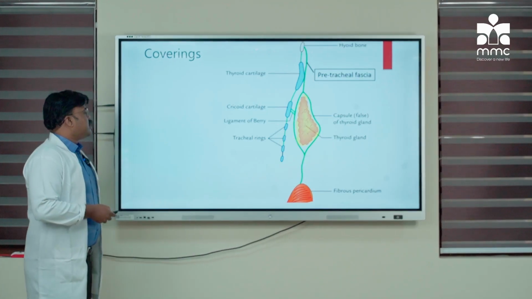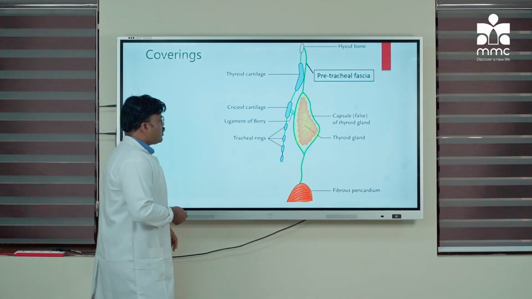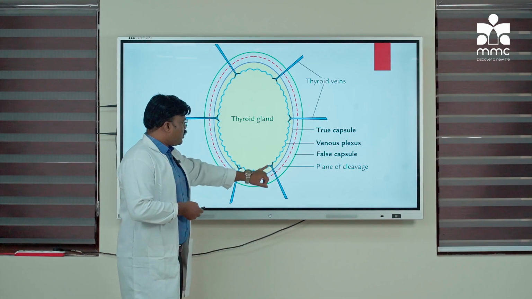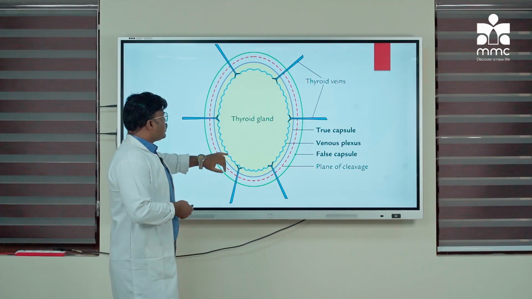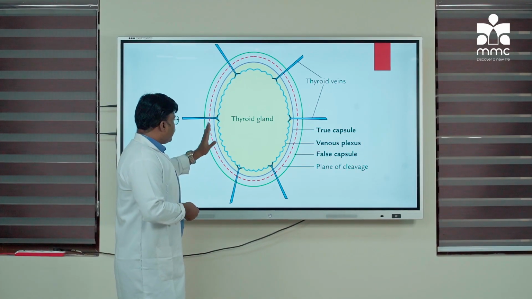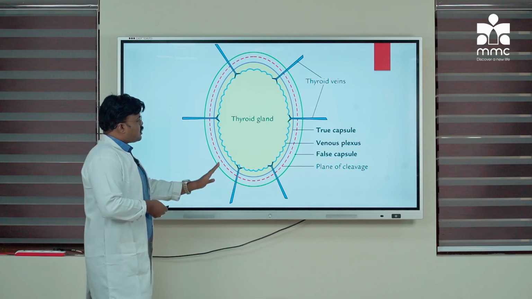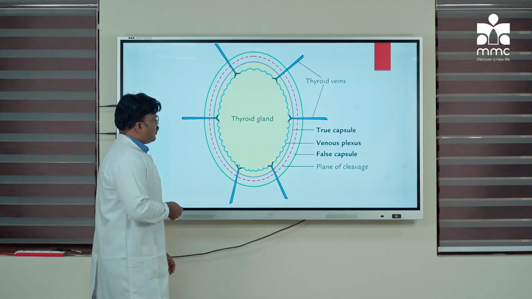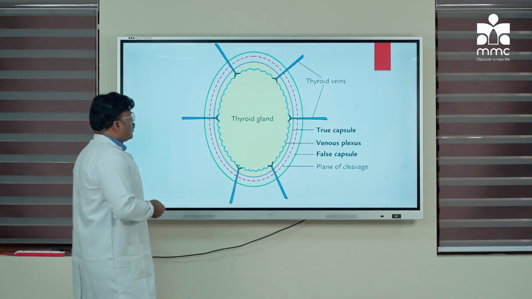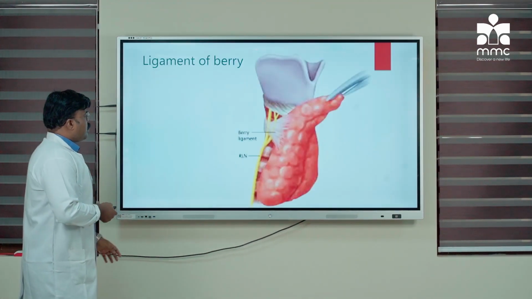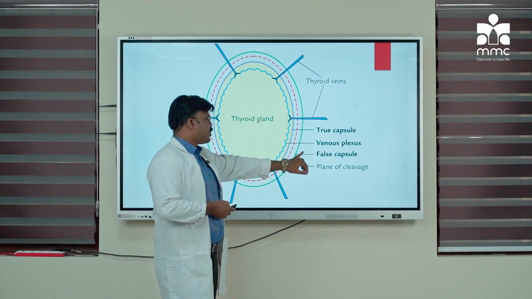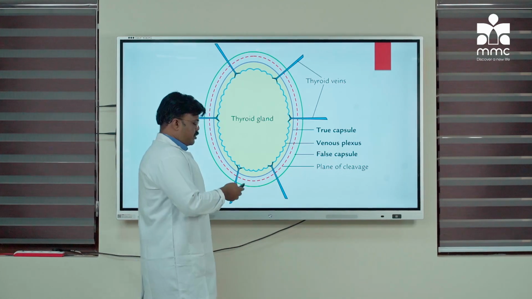When it comes to the coverings, the thyroid gland is covered by two coverings. The innermost covering is what we call the true capsule, which is formed by the peripheral condensation of the stroma. The outer covering is formed by the pretracheal fascia. So the inner covering, the peripheral condensation of connective tissue, is the true capsule, and the outer covering is the false capsule.